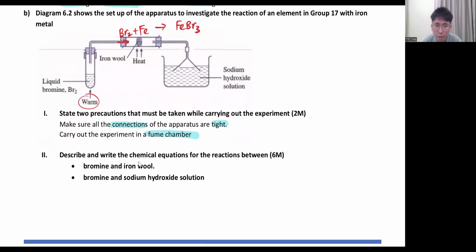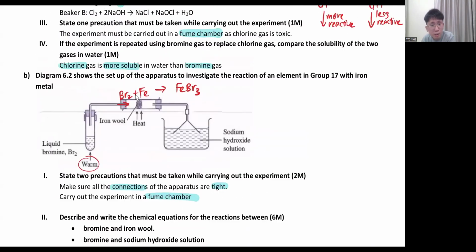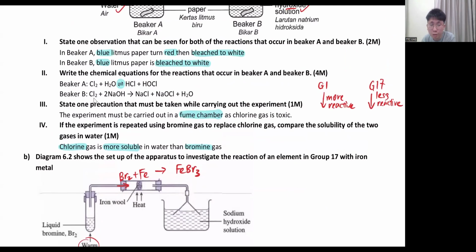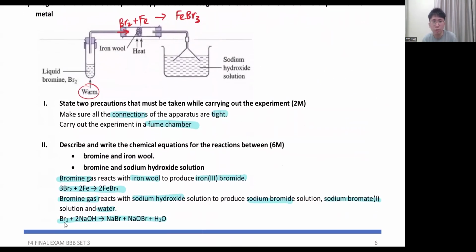Okay, and describe and write the chemical equation between bromine and iron wool. So from here, I will say something like this. Bromine gas reacts with iron wool to produce iron 3 bromide, which I gave you in the equation here. Then bromine gas reacts with sodium hydroxide to produce sodium bromide, sodium bromate 1, and water. So this is the equation. Do you see this equation is very similar to the one on top? On top is Cl2, here I just changed it to Br2. So this will be your description of your equation and of what you form.